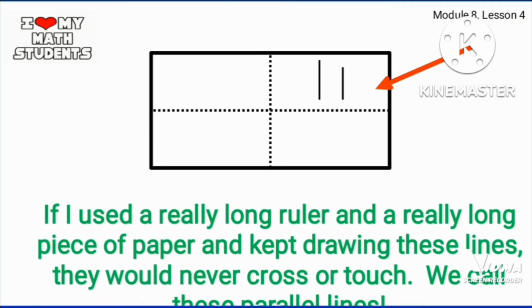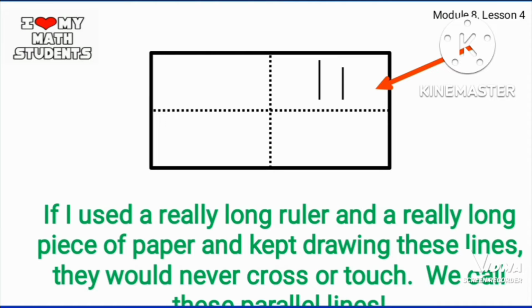If I use a really long piece of paper, ruler and piece of paper, perhaps it will be long from here to London. Do you think that these two lines will ever meet? The lines are straight. So if I use a very straight ruler to rule it straight for as long as, do you think they will meet? They will not.